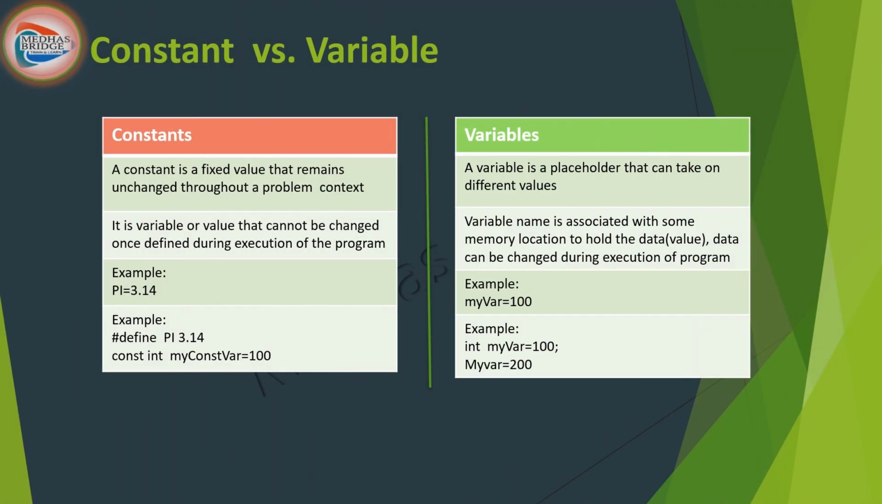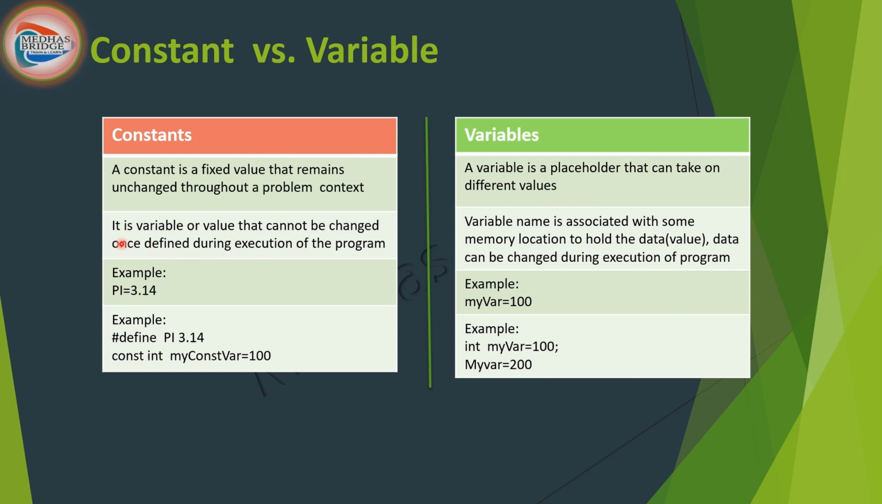Let me put a question like this. What is the difference between constants and variables? A constant is a fixed value that remains unchanged throughout the problem context or program context. So once we define that value, it is never going to change. It does not let you change it either. Whereas a variable is a placeholder that can take any value. During the program you can change it; it is modifiable.